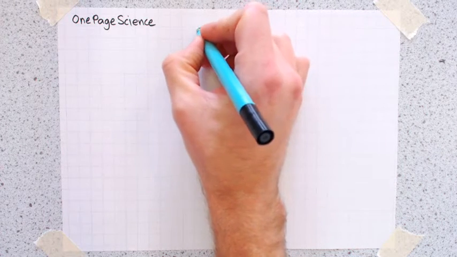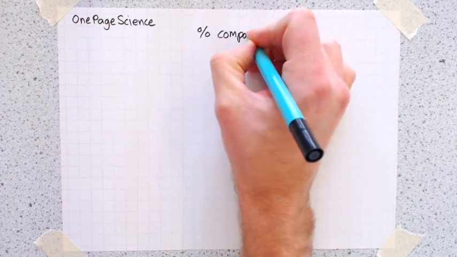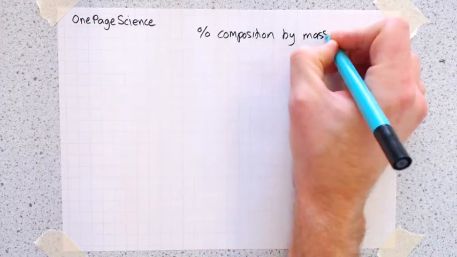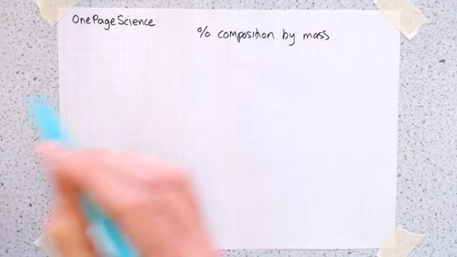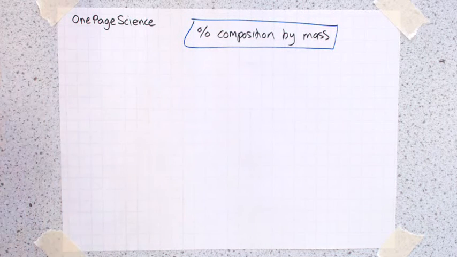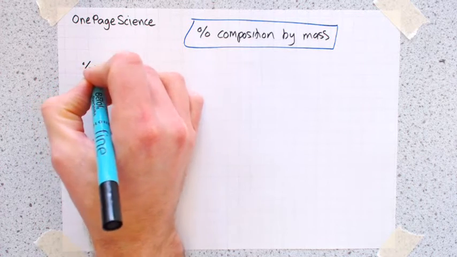Okay, so in this video we're going to look at something called percentage composition by mass. In these calculations, essentially what you're doing is working out, if you had a certain amount of a substance, what mass of that would be due to an individual element. There's an equation that you have to remember, which is this.